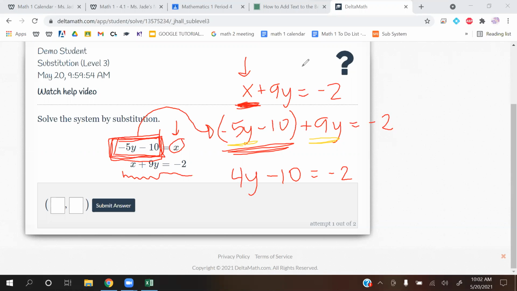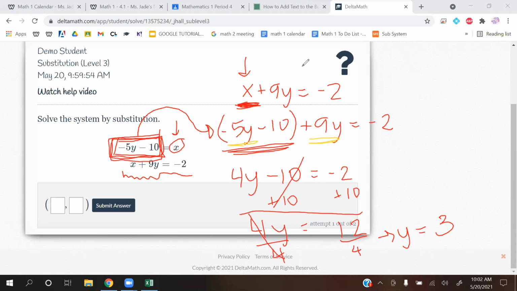And so now that we've condensed it together, we can solve for y. Just get it by itself. I'm going to add 10. That cancels out. We get 12 over here for y equals 12. Then y is being multiplied by 4, so I'm going to divide by 4, because dividing and multiplying cancel out. Then that gives us y equals 3.